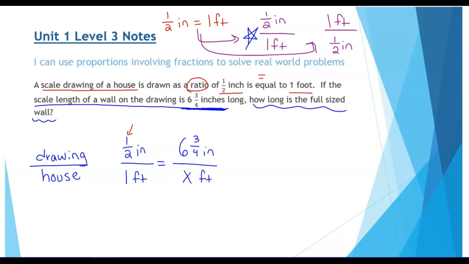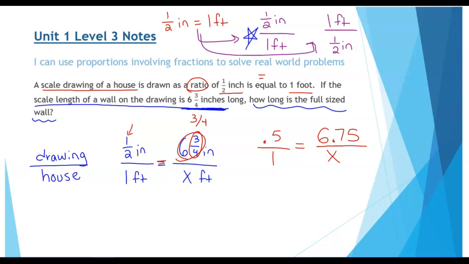So a ½ inch, if I do 1 divided by 2, I get 0.5. That'll be easier to use than a half. Over 1 foot equals 6 3/4. Well, I know I have 6 wholes, so what is 3/4 as a decimal? Do 3 divided by 4 and you get 0.75. So 6 3/4 is really 6.75. And we need to have our unknown as x then.